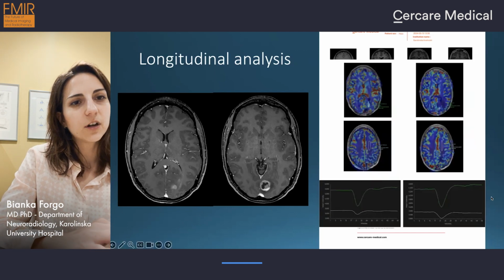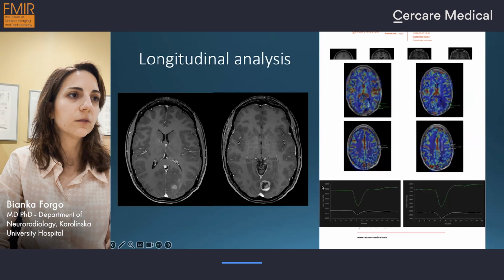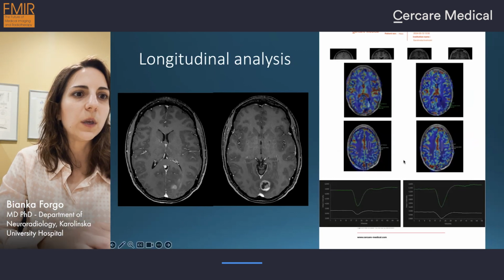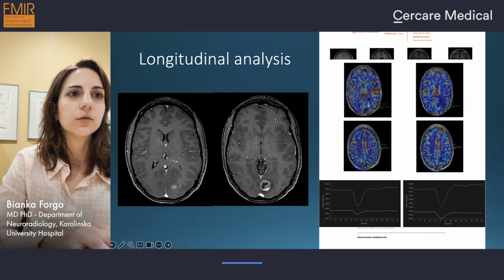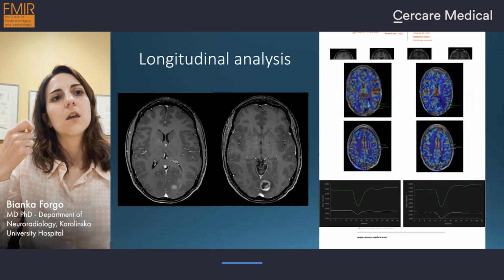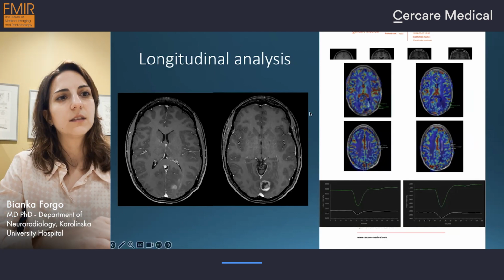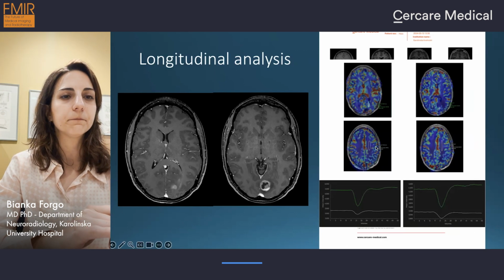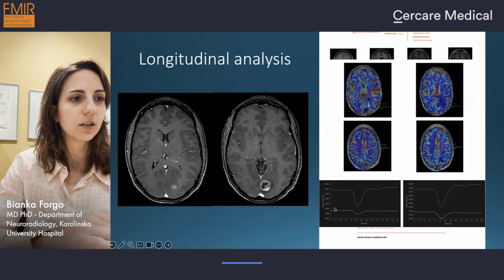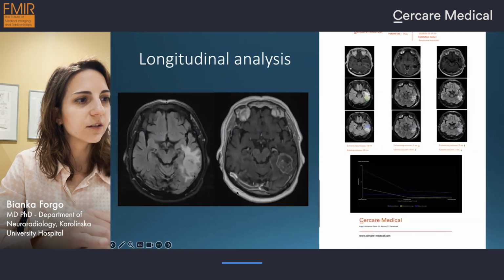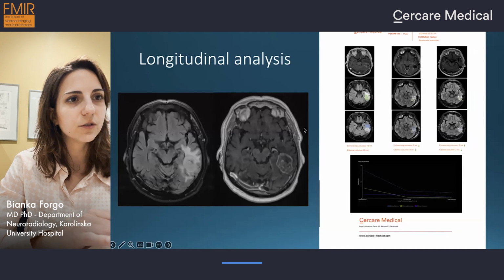Here is another feature that is coming with the longitudinal pipeline that is, again, a work in progress. We will also be able to do longitudinal quantifications of cerebral blood volume. And as you can see, you will be able to get the ROIs and the curves corresponding to enhancing and non-enhancing tumor regions. Here's another example, a patient with a left-sided temporal tumor.